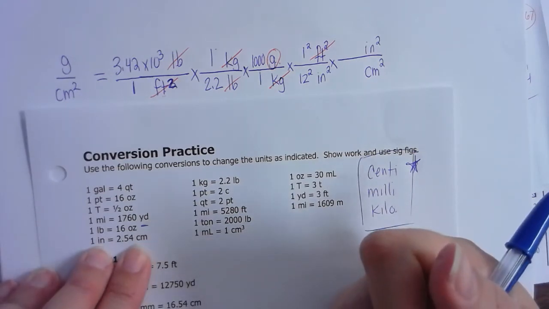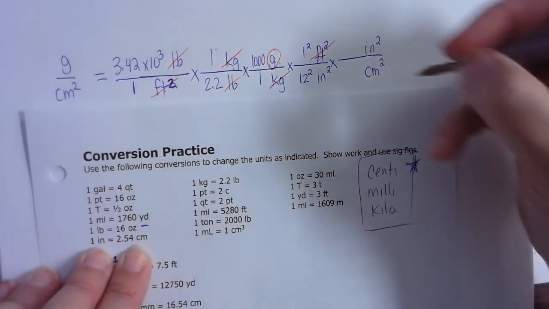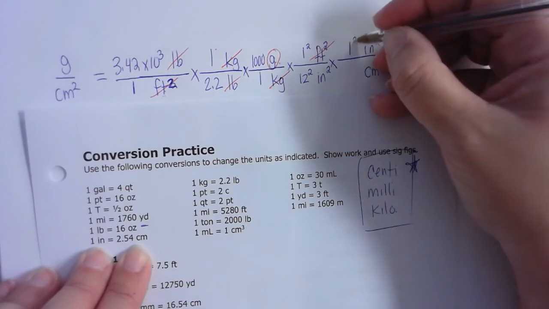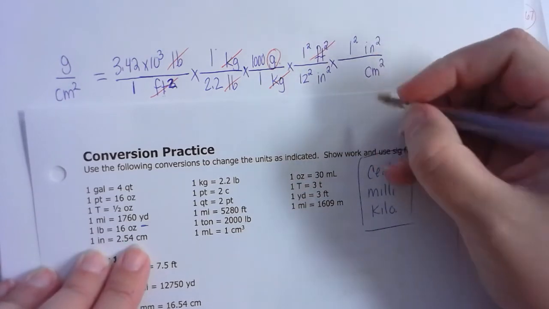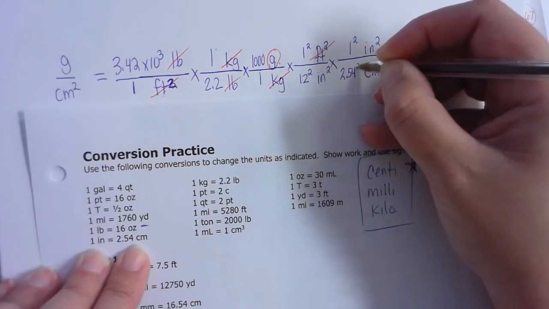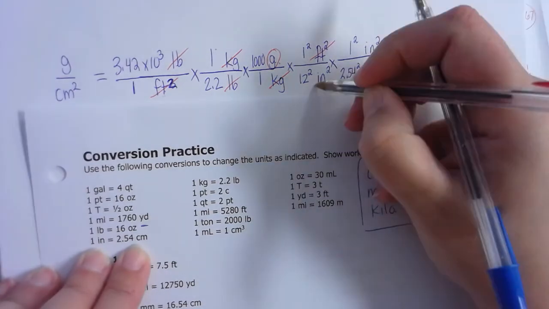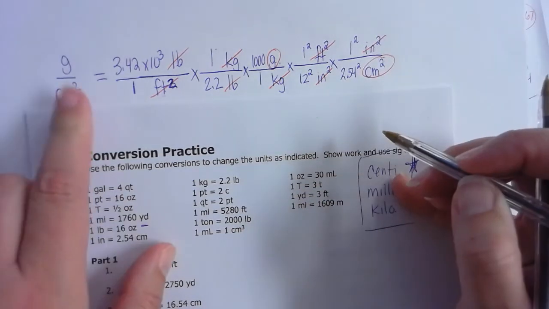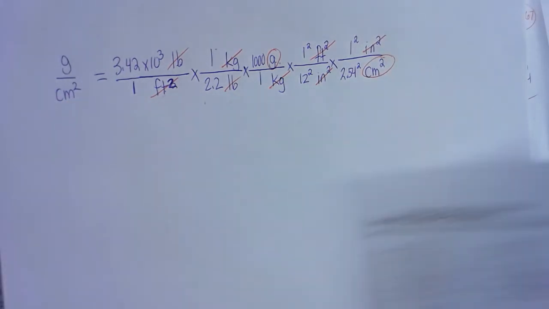Plug in the numbers in. Inches gets a what? A 1. Anything I'm going to do to that? Square it. And then my centimeters gets a what? 2.54 squared. So check our units. All right, I have centimeters squared, which is what I was looking for. So I am done with my setup.